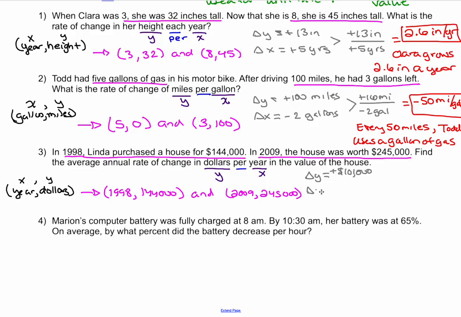The change in X will be the amount of years that have passed. So from 1998 until 2009, from 98 to 2008 will be 10 years. And then I have another year, so it's 11 years. So plus 11 years. So if I want to do the slope, change in Y over change in X, this is $101,000. That's my dollar symbol, so that's my unit. And then 11 years.